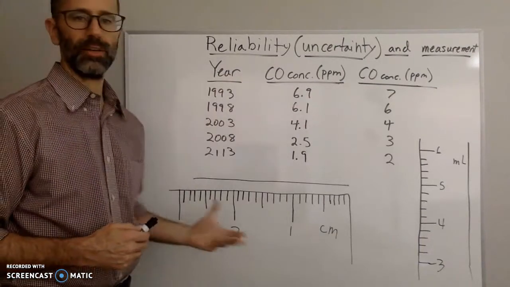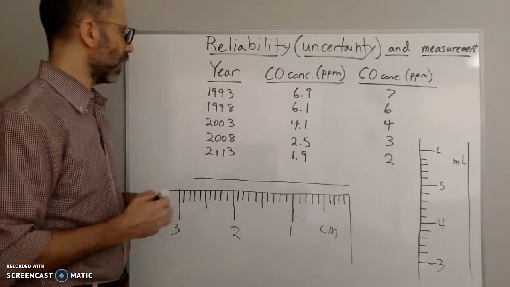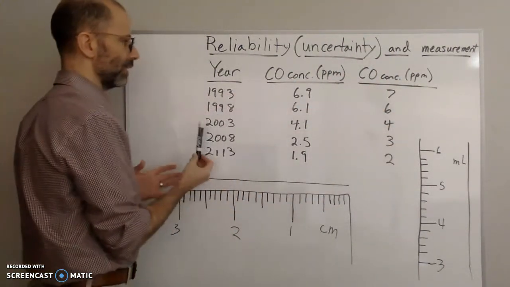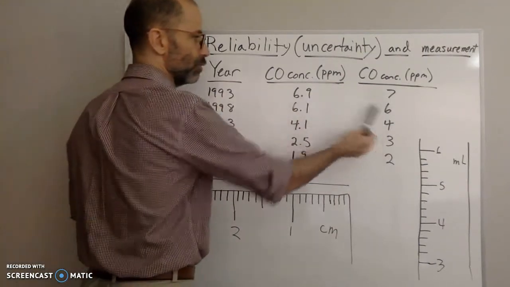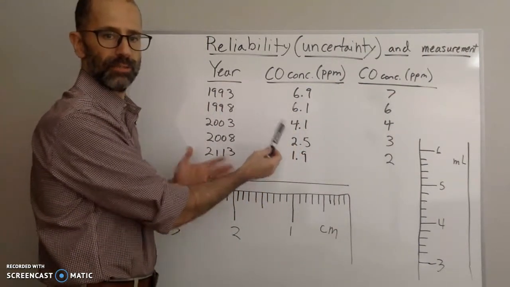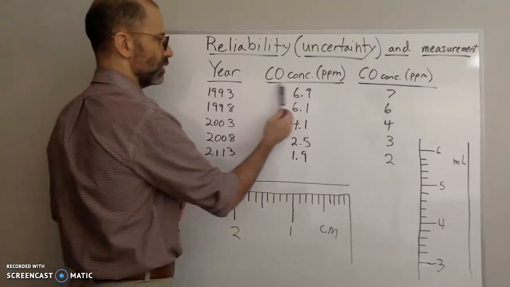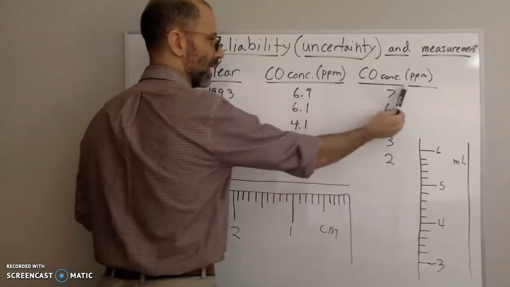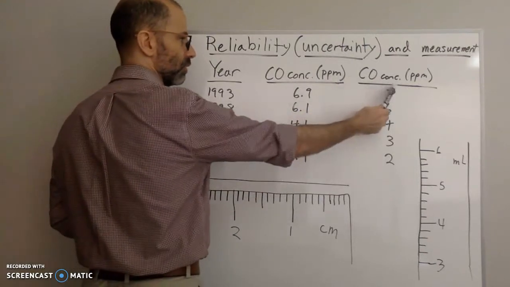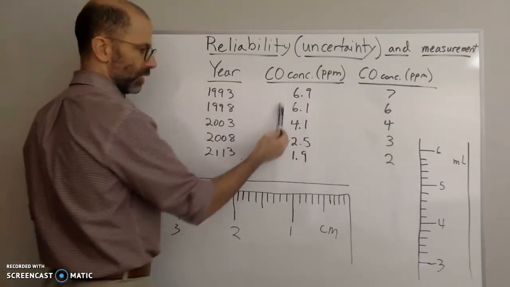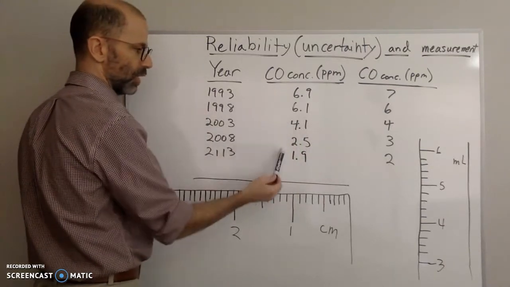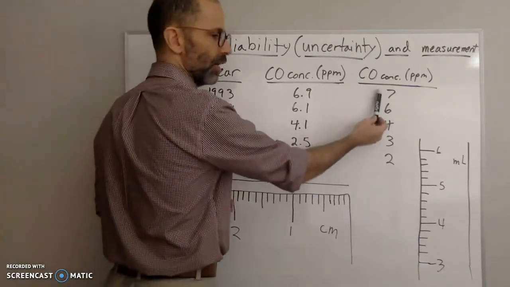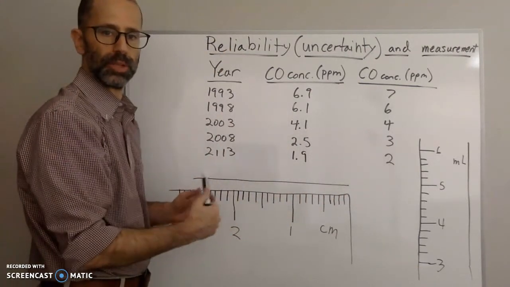So I have a few things here that I want to talk about pretty quickly. Here you have a data table, and in the data table you have the year, and I have two sets of concentration values or measures. This is the concentration of carbon monoxide. Both of these are the same concentrations of carbon monoxide. The data is pretty much the same, except the data here is reported to one decimal place, and here it's reported to just the ones place.